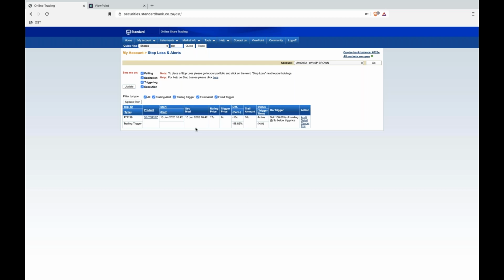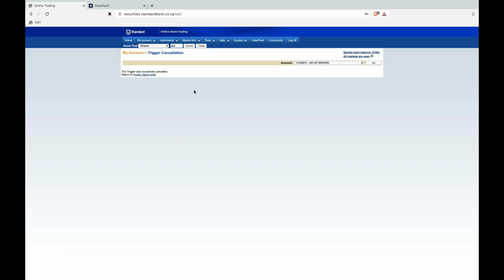What's very important is the SMS features up here, so I've got it to SMS me on failing, expiring, triggering, or executing. Failing is when it goes to market or tries to trigger, but you don't own the underlying asset anymore. You have already sold it. Trigger is important. They've sent it to market. Execution is hugely important because that means that they've actually sold the warrant. Sending it to market does not guarantee a sale.